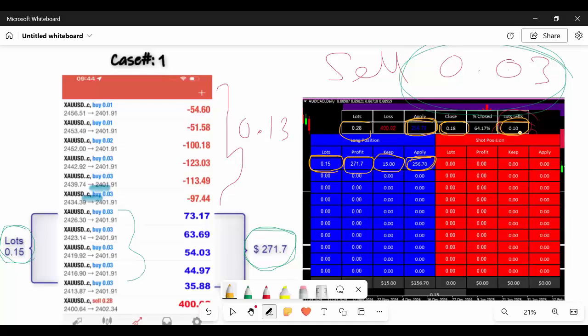The calculator now says to close 0.18, and then the remaining lot size is 0.1. Now, how do we partial close it from the sell side? Why is it lumped together as 0.28? How do we now separate it? How do you separate it?